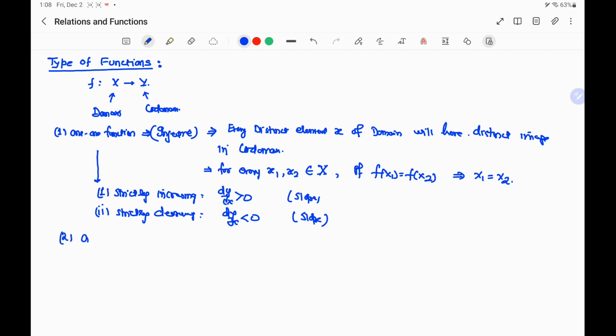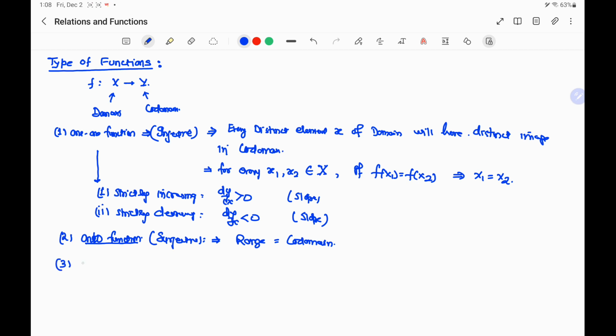Second function is onto function. A function is onto, also called surjective function, if the range of the function is equal to the codomain. That means every element of the codomain is the image of some element of the domain.